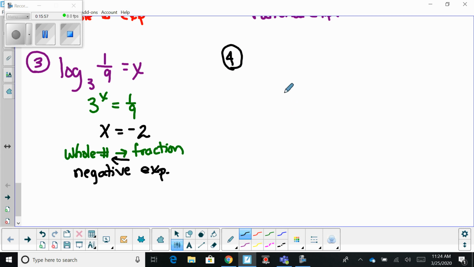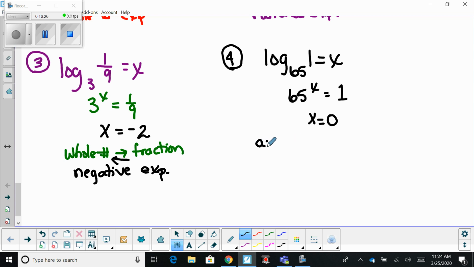All right, we're going to look at 2 more examples. Log base 65 of 1. Set this equal to x. Rewrite it in exponential form: 65 raised to the x equals 1. Well, what did we say? Anything raised to this exponent always equals 1, and that would be our 0 exponent. You've got to be real careful to remember that. Anything raised to the 0 always equals 1.